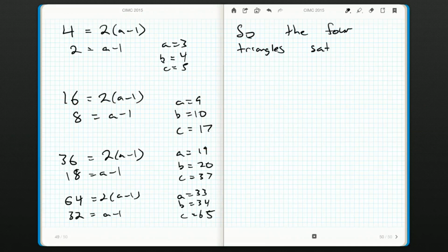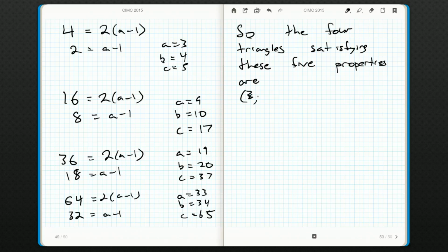So the 4 triangles satisfying these 5 properties are, we'll list them as triples, 3, 4, 5, 9, 10, 17, 19, 20, and 37, and finally 33, 34, and 65. Okay, and that's all we were asked for. We've got 4 of them.